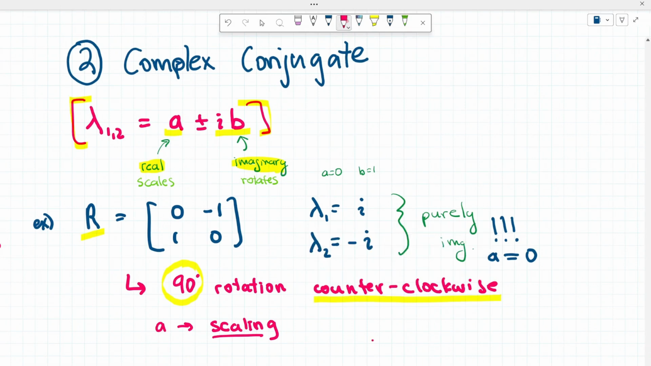So that is the case of a complex conjugate. We often think that eigenvalues just scale our eigenvectors. That is only the case when we consider real eigenvalues. But when we have our complex conjugates, we can see here that we actually have a rotation.